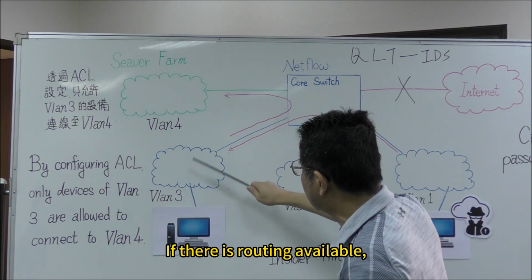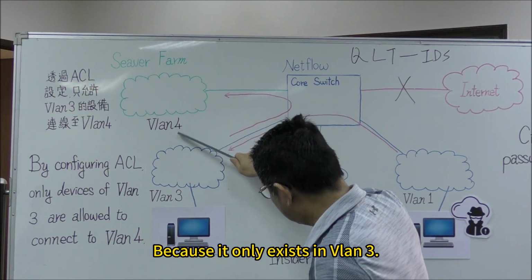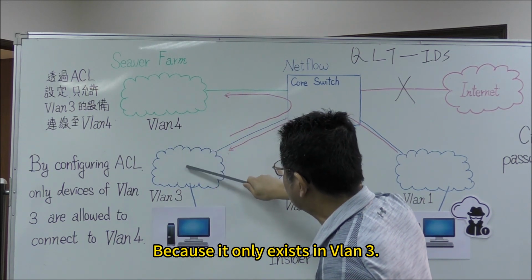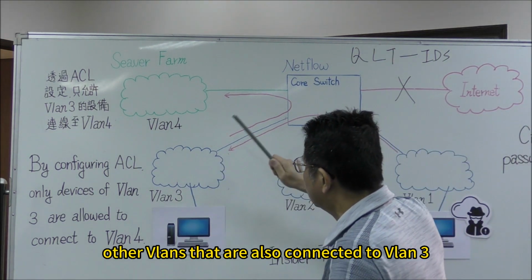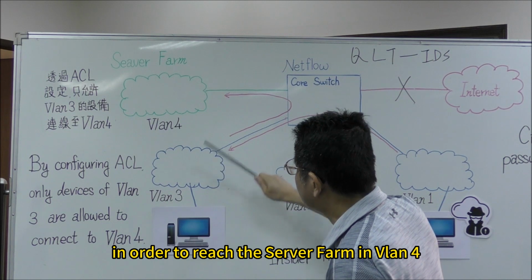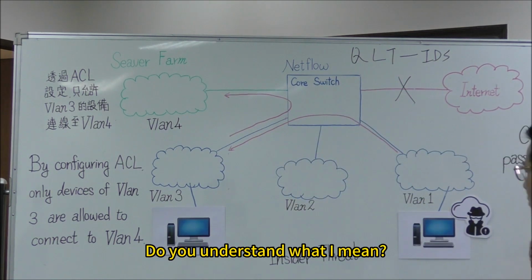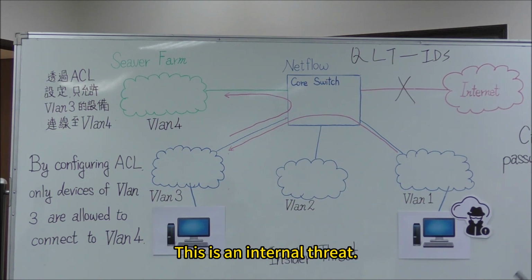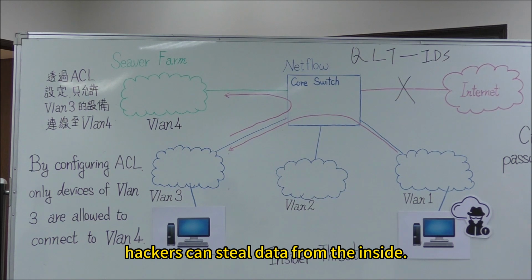If there is routing available, you can invade VLAN 4, because it only exists in VLAN 3. Therefore, it must pass through other VLANs that are also connected to VLAN 3, in order to reach the server farm in VLAN 4 and steal data. Do you understand what I mean? This is an internal threat. Few people know how hackers can steal data from the inside.